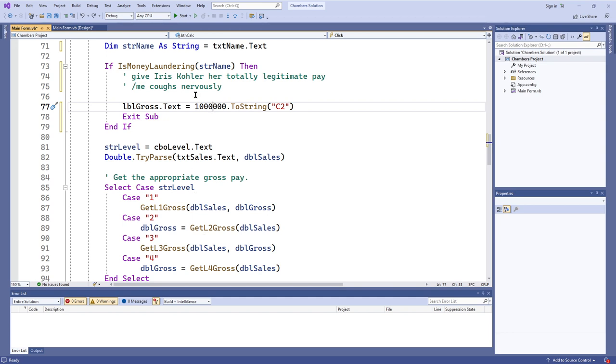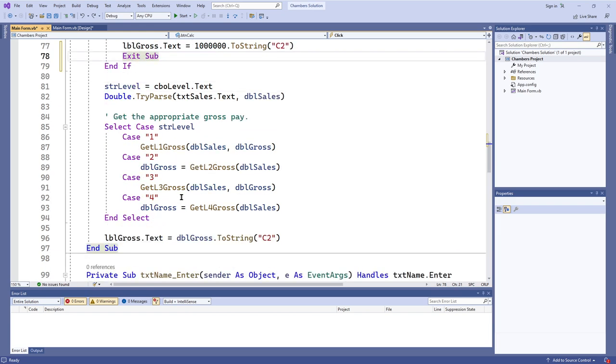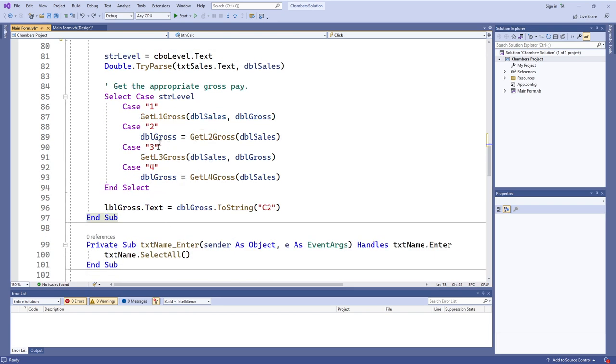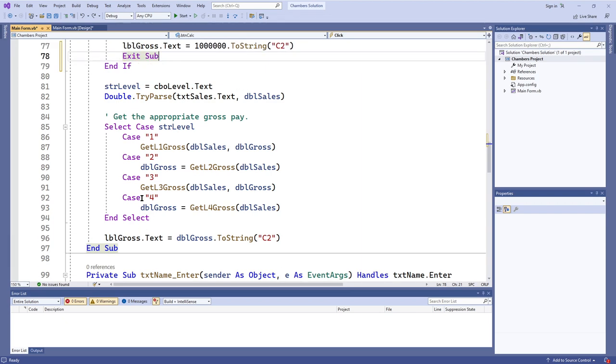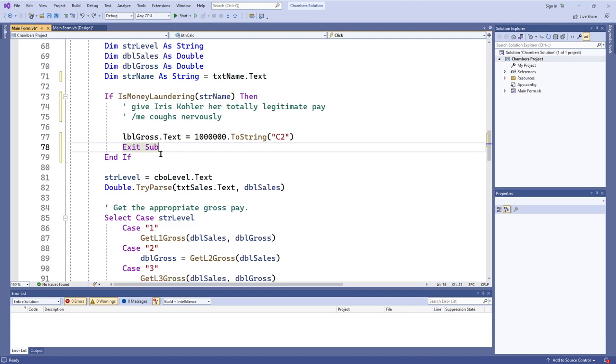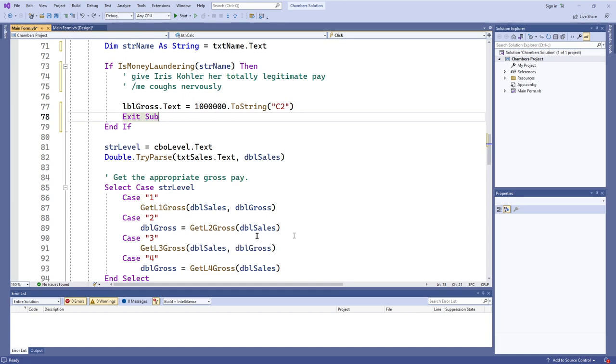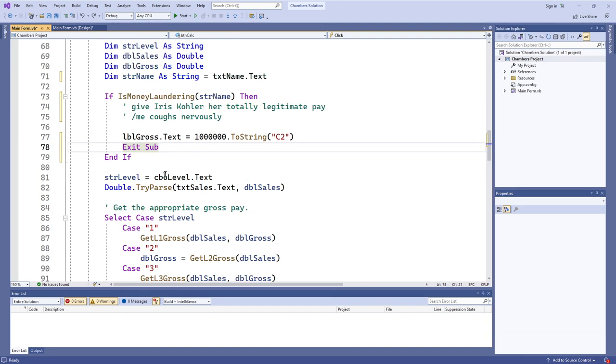And the reason why is because of this exit sub right here. It happens before all of this stuff happens. If I put it at the end, that would be a different story. But because it happens before the select case, there's not 16, there's only 9. The one case where we test my name, it doesn't matter what else I put in for the level or the sales, because the level or the sales aren't even touched by this part of the code.